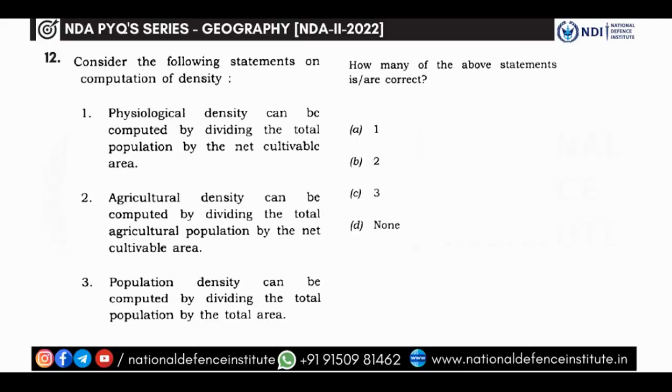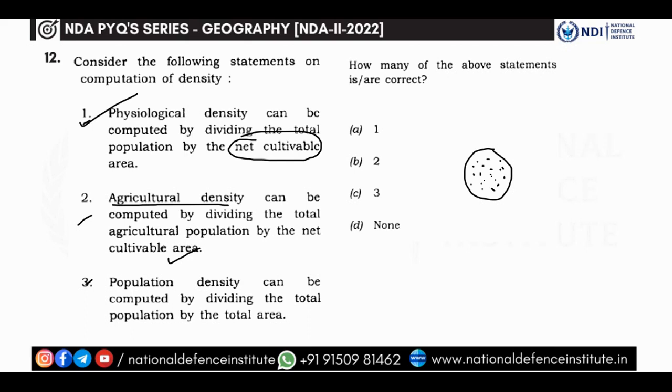Then we have, consider the following section. I told you this is a long lengthy question, just to consume your time. Consider the following statements on the computation of density. Physiological density can be computed by dividing the total population by net cultivable area. This is the right statement. Agricultural density, what is density? It is something like in that area what is the amount of matter that is present. Agricultural density can be computed by dividing the total agricultural production by the net cultivable area. That is also right.